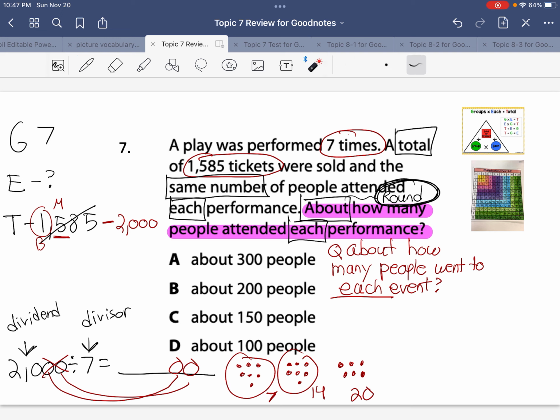So if I look here, we're looking for about. Okay, so I rounded and I got 20,000. I'm dividing by 7. So if I look here, I was able to make 2 full groups. So that means I'm going to put 2 here, 200. I'm not going to include the remainder in this. I'm just going to include the 2 groups because it's asking about how many people attended. So I know for sure 2 groups. So my answer would be 200.